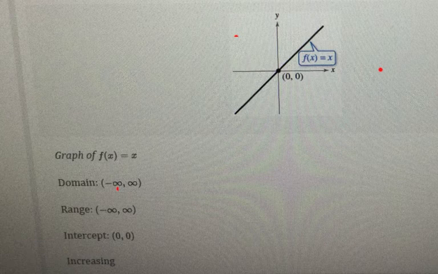So, have y'all seen the infinity sign before? The sideways 8? Okay. So that's all they're saying. The x's are all the way from negative infinity up to positive infinity. They go on forever. The range, that's the list of all my y values. So again, same thing. The graph goes down forever and up forever. So the range is all real numbers, which is from negative infinity to positive infinity.